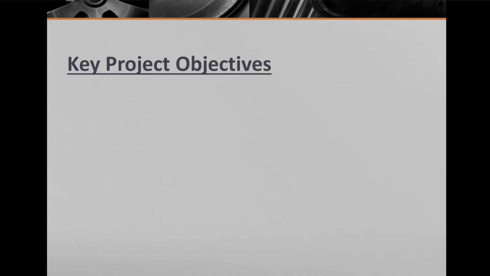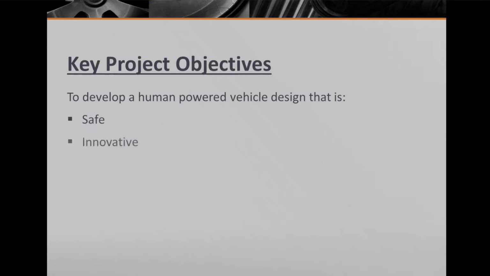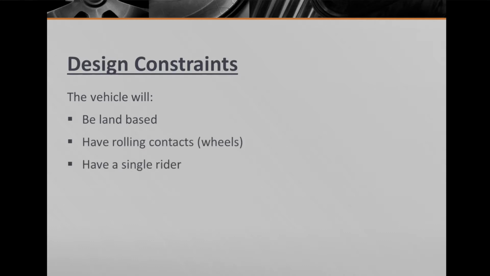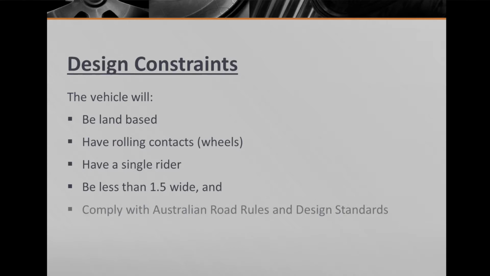Our team has defined key project objectives, which are to develop a human-powered vehicle design that is safe, innovative, marketable and practical. In order to achieve these key objectives, we decided that the following constraints were necessary. The vehicle will be land-based, have rolling contacts, have a single rider, be less than 1.5 metres wide, and comply with Australian road rules and design standards.